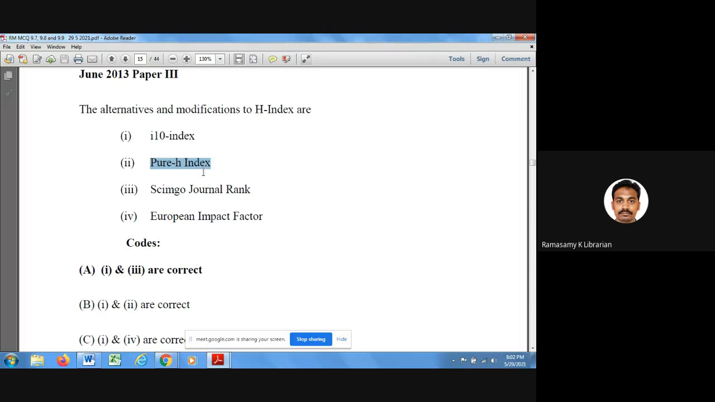Scimago Journal Rank is a freely available tool to measure the relative citation impact of journals from Scopus. European impact factor is the impact factor. So the answer is the i10 index and the pure h-index. Fine.